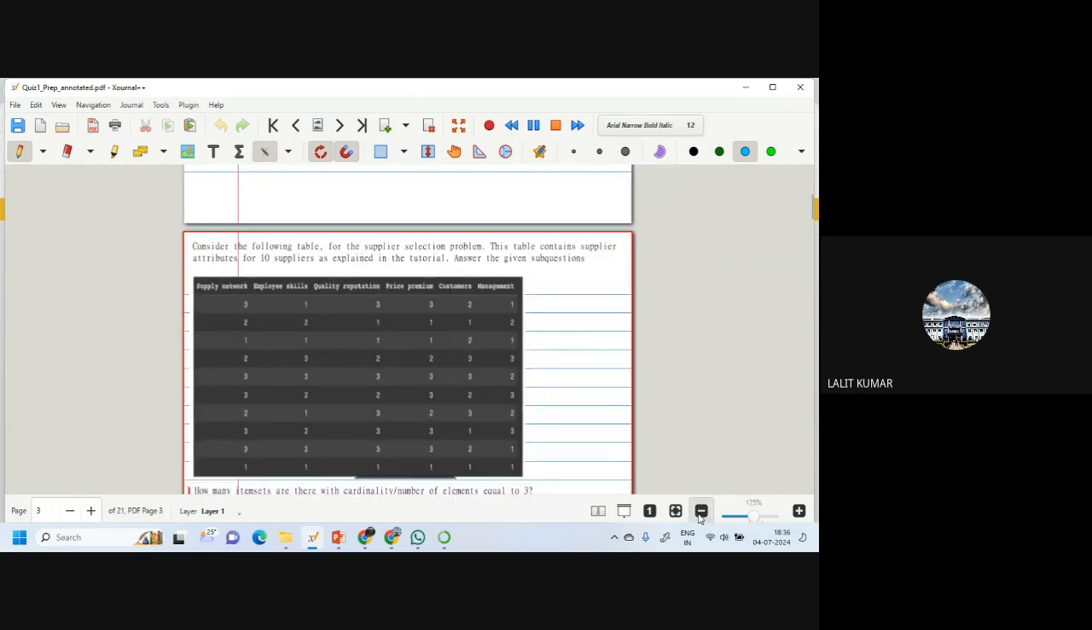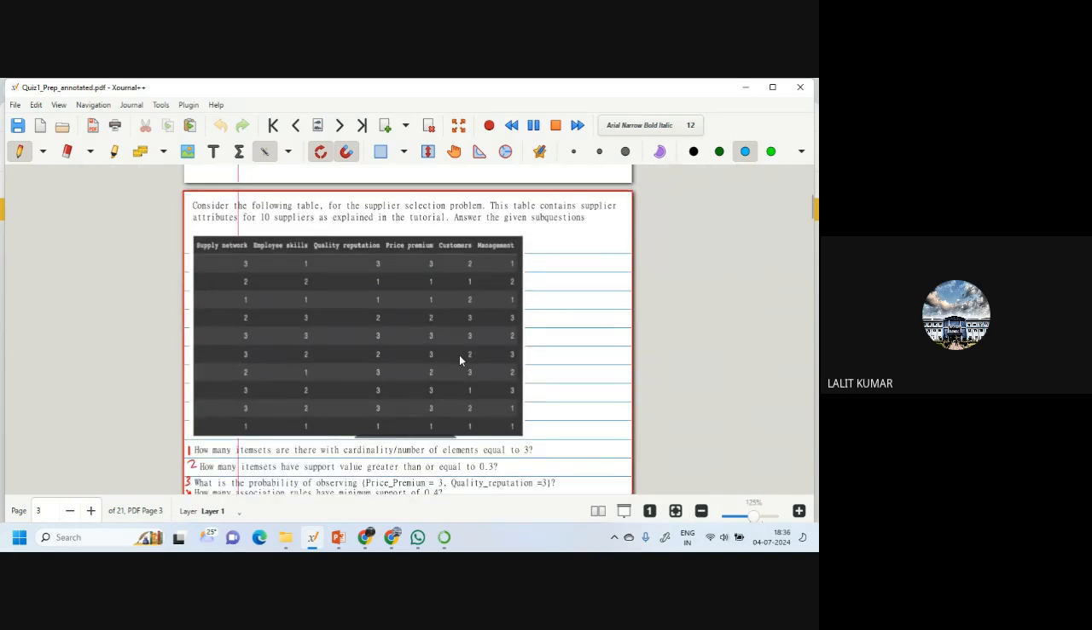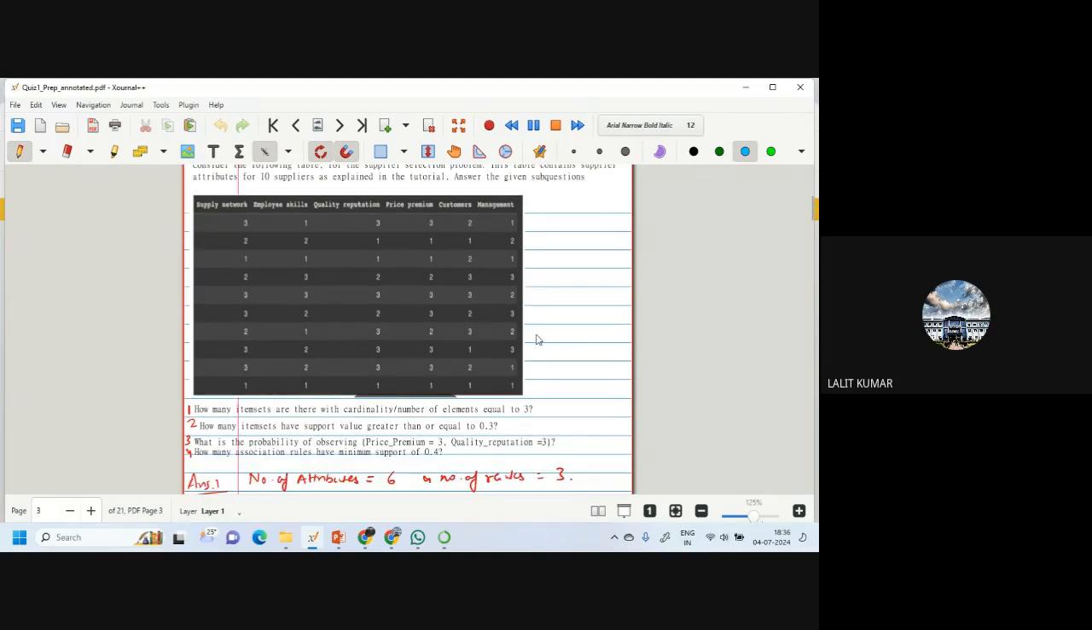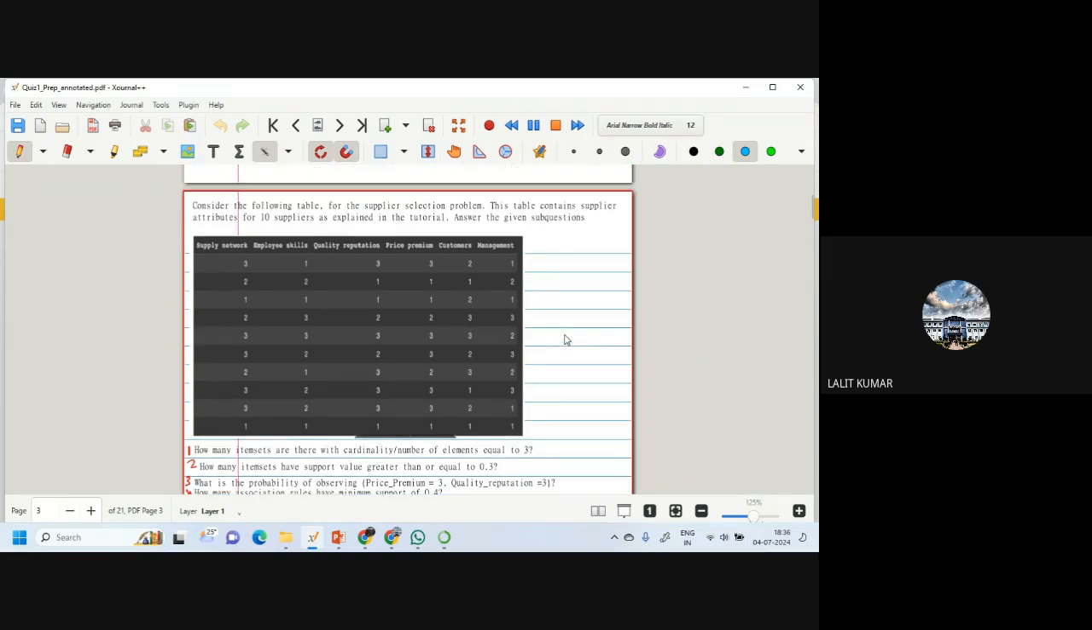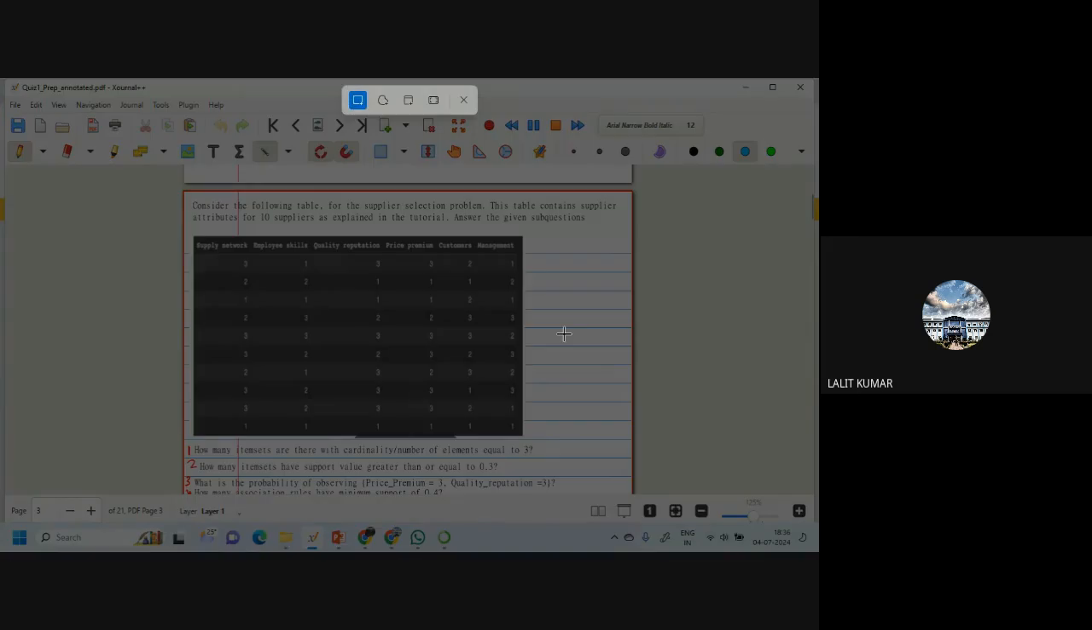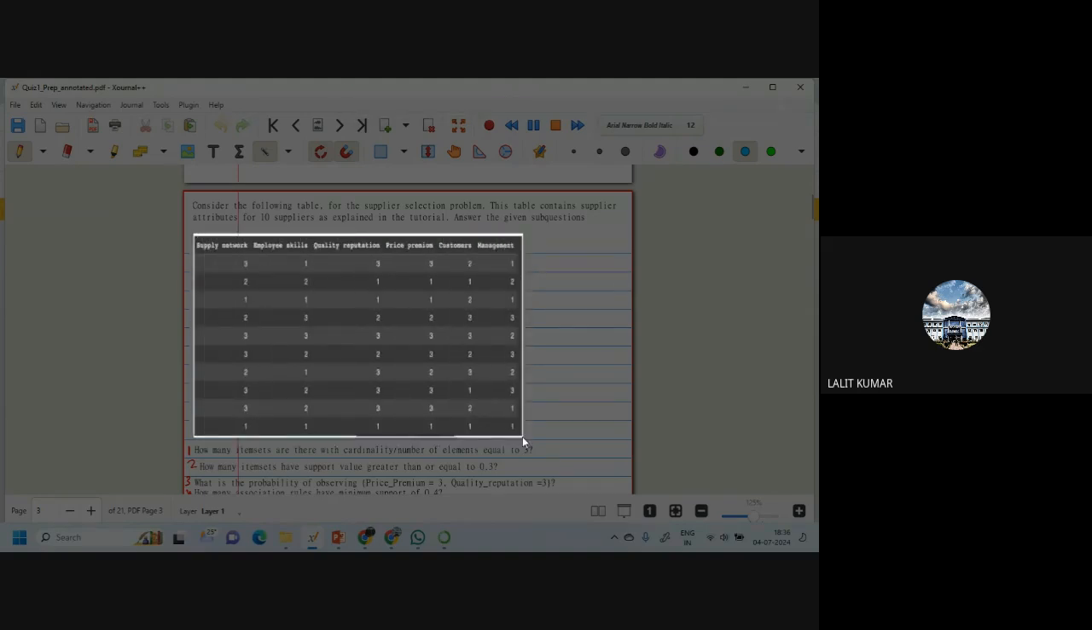This is from week 4, where there is the supplier selection problem, and these are the suppliers and these are the attributes. How many item sets are there with cardinality equal to 3? How many item sets have support value greater than or equal to 0.3? What is the probability of observing price premium? I will take these and cover them one by one.